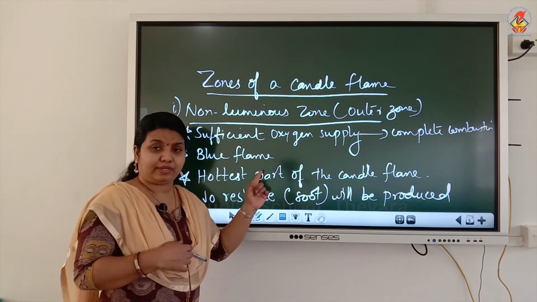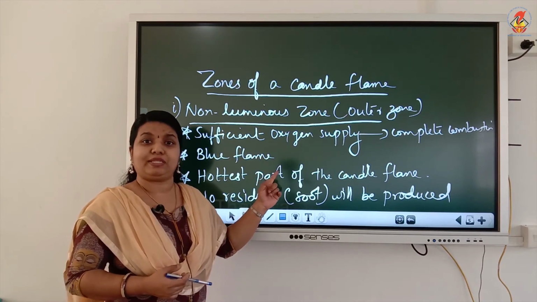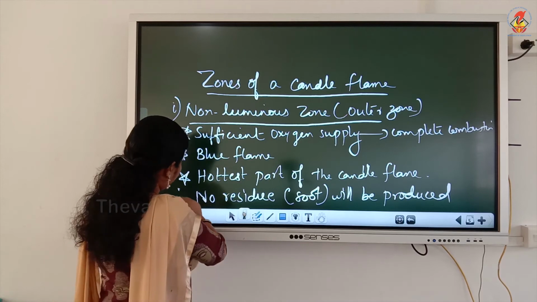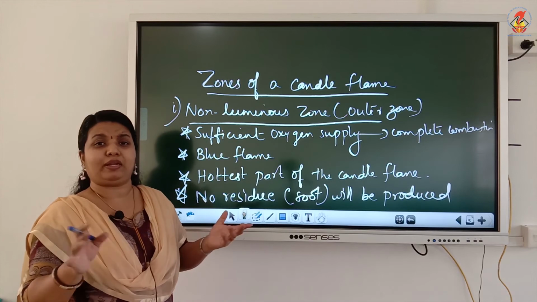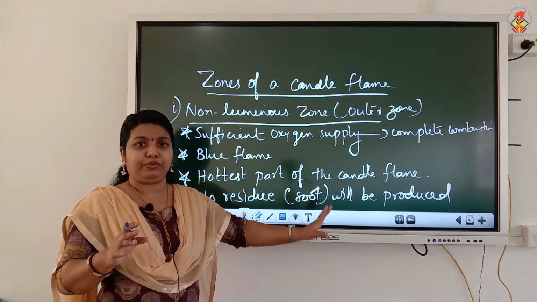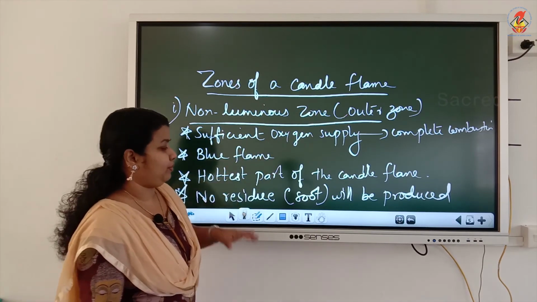Then it is hot. Since combustion is complete, maximum amount of heat is produced, so it is the hottest part of the flame. And also, since there is no unburned particle, all the particles have burned completely, so there is no residue or soot produced on the object placed in this zone. Okay, so that's about the non-luminous zone.